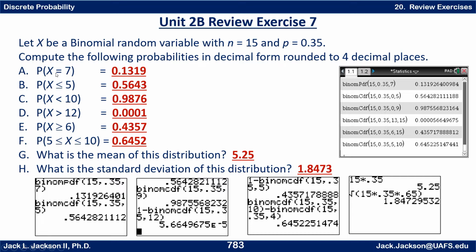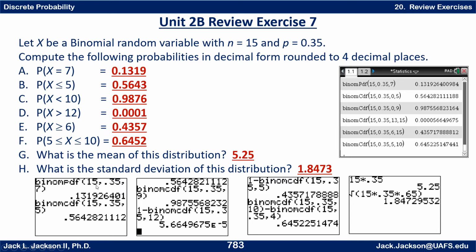So anyway, let's work this out. So again, when x equals a number, that's going to be a PDF for a probability. So we just want the probability that x equals 7. That's a PDF. And which one? Well, it's a binomial PDF, so it's binompdf.